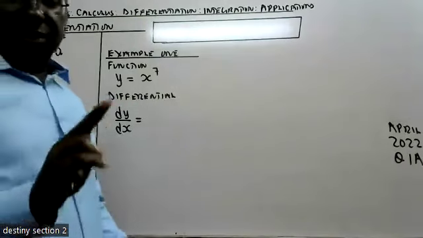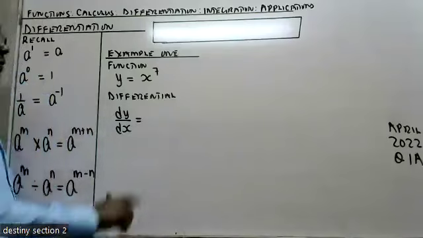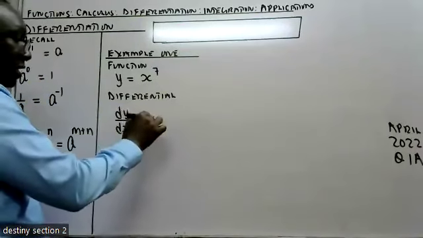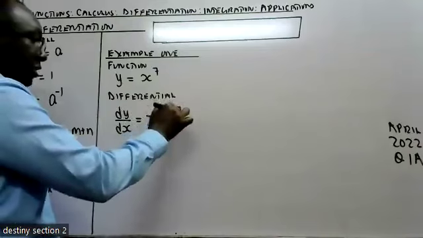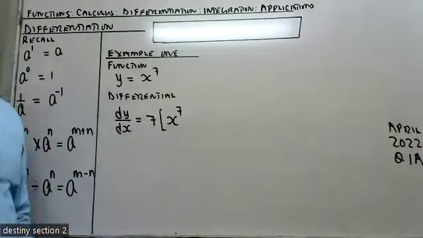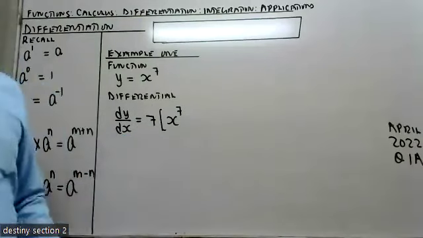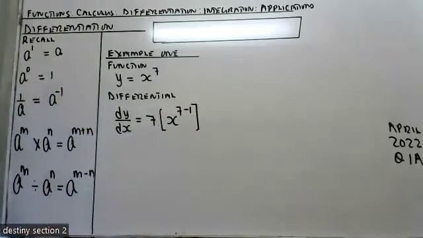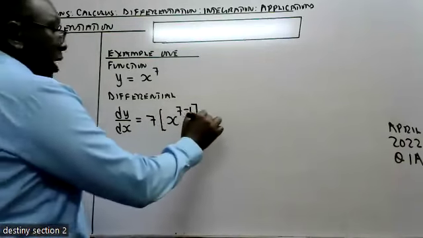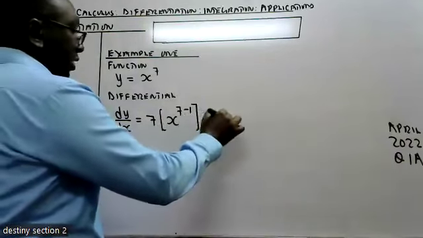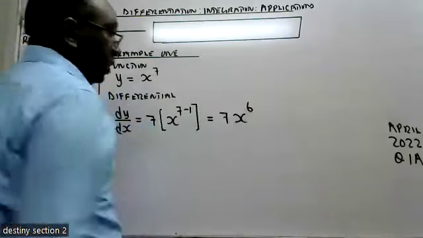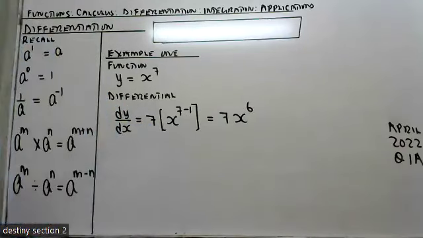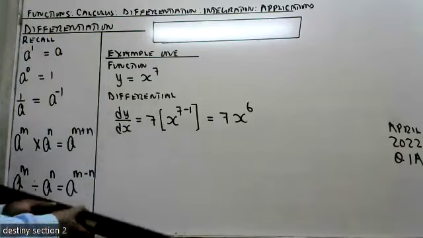Now there are two steps that we take. The first step, you take this power, 7, and multiply the original function with it. That's the first step. The second step is you reduce the power by 1. And when you do so, this gives you 7x raised to the power 6. Very simple like that.